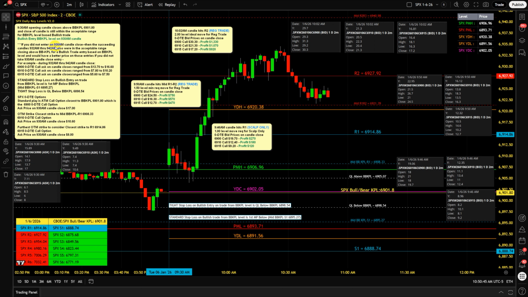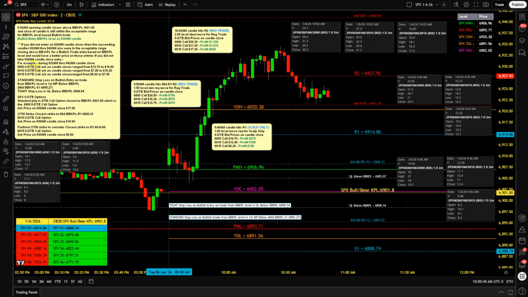Now, as we noted here, if you did not enter the 9:30 a.m. candle close, then the succeeding candles 9:32 a.m. through 9:42 a.m., so basically the next 5 candles here, also provided opportunities for entering on this bullish trade as well. And if you did wait, you actually, in this case, got a better price on these because they did drift down lower, but still closing above the bull bear key price level.